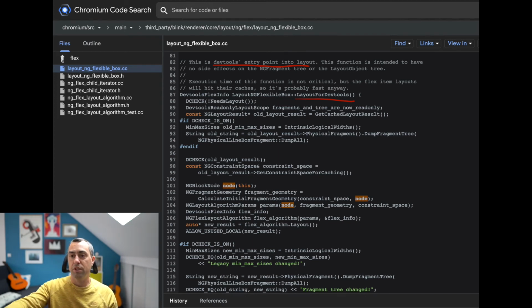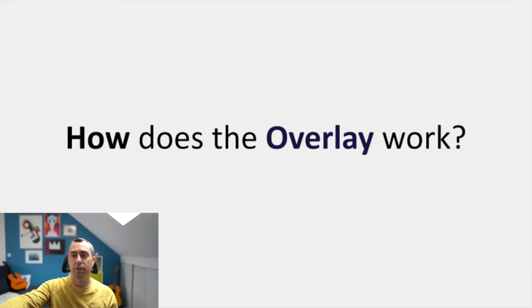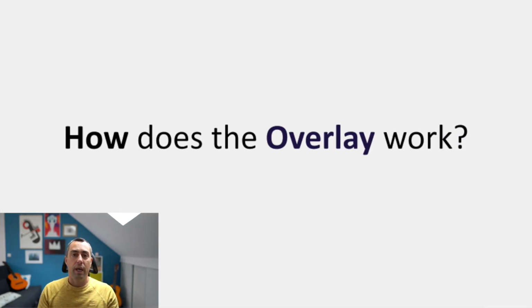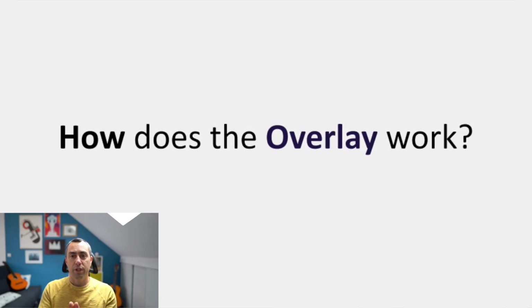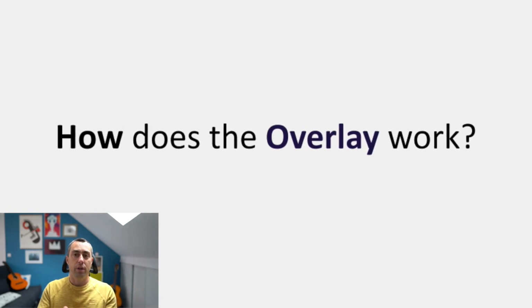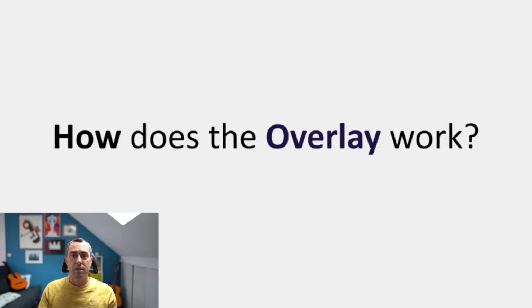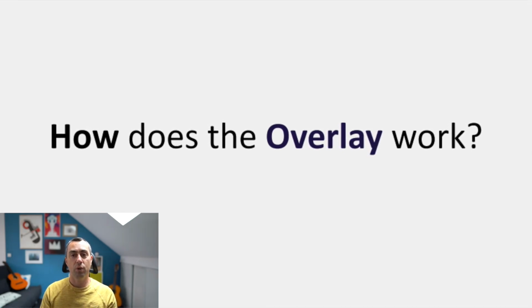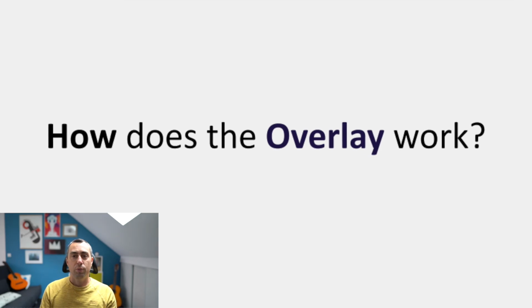So let me talk about the overlay for a little bit, because the overlay is really the heart of the tool. And in order to do an overlay that knows where the grid tracks are and knows where the distributed space is between flex lines, for example, you really need that internal Blink knowledge.